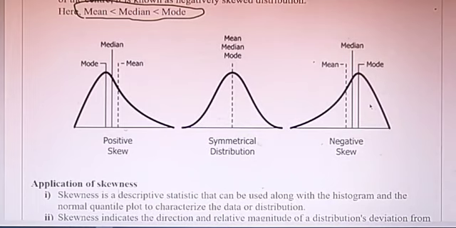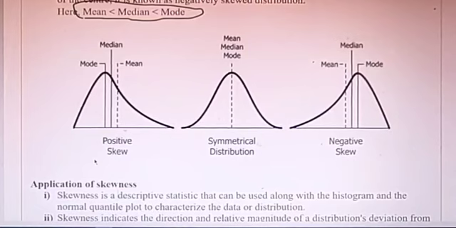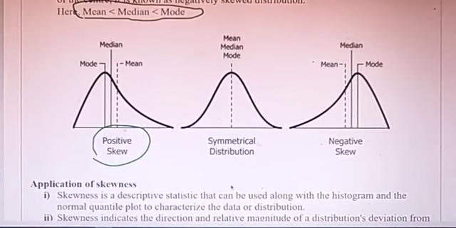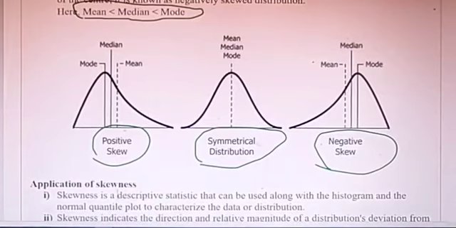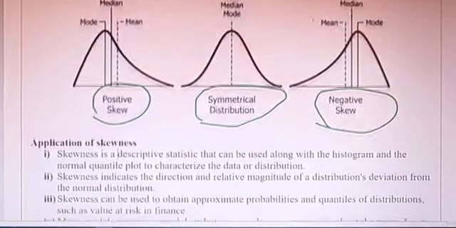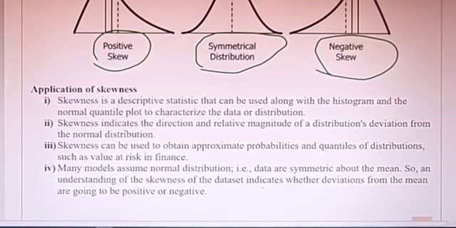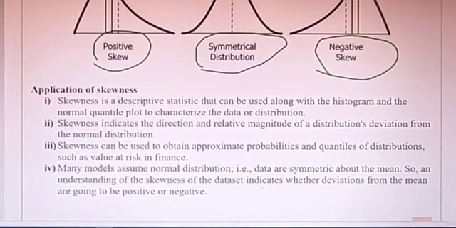Okay, as you can see here, this is positively skewed, this is symmetrical where mean, median, mode are equal, and this is negatively skewed. So like this you can draw a diagram of this, and you should also explain how this diagram, like what happens to mean, median, mode in these graphs.